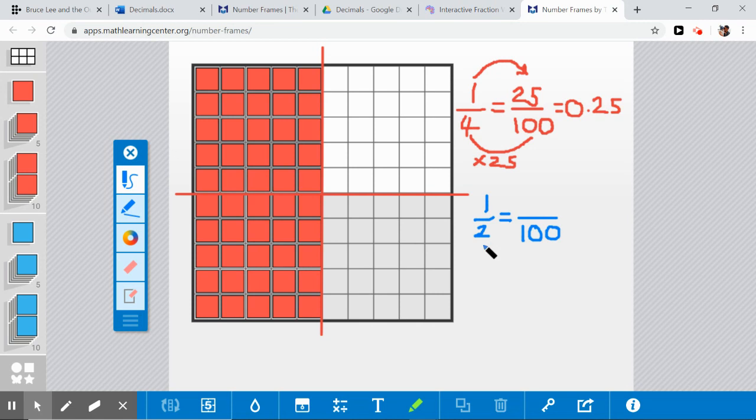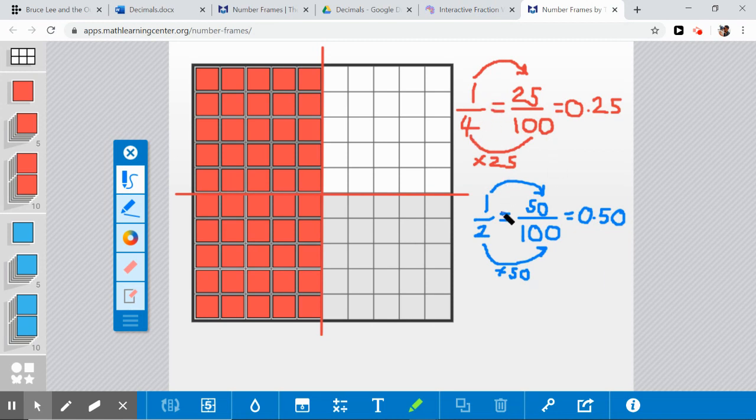Well, how did I get from 2 to 100? I multiplied by 50. So whatever I do to the bottom, I must do to the top. 1 times 50 is 50. And we know that 50 hundredths is the same as 5 tenths, which is the same as 0.5. Now, you could write 0.5, or you could write 0.50. It makes no difference whatsoever.